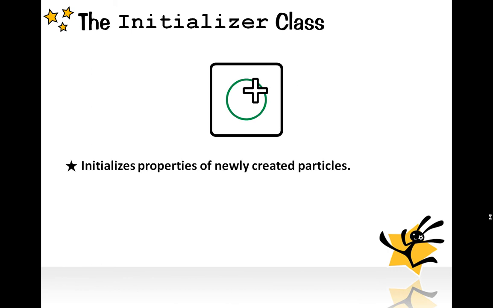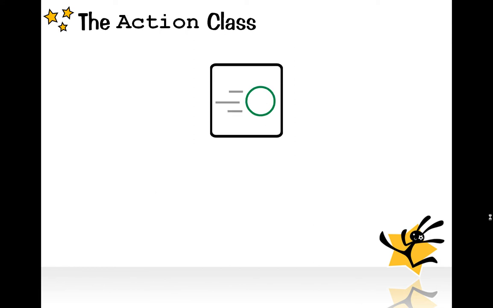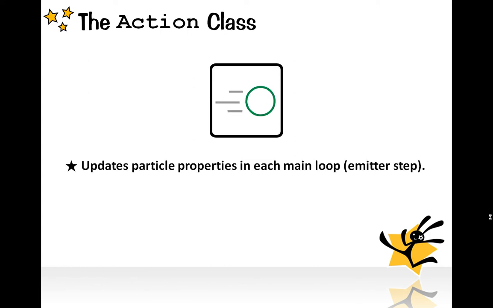The Initializer class is for initializing properties of newly created particles. Since it only initializes particles when they are created, it affects each particle's properties only once. The Action class is for updating particle properties in each main loop, or you can call it each emitter step, so it repeatedly modifies a particle's property.